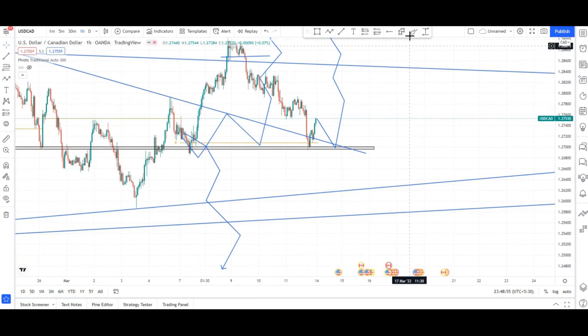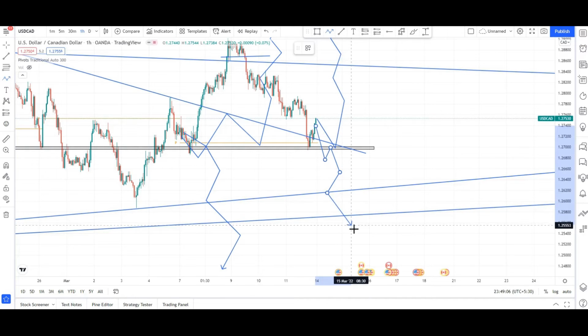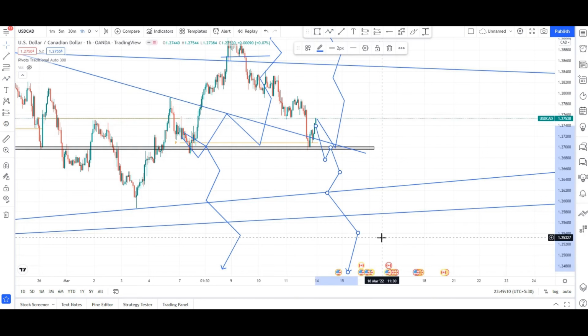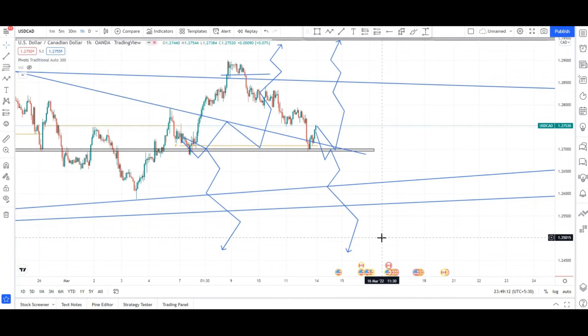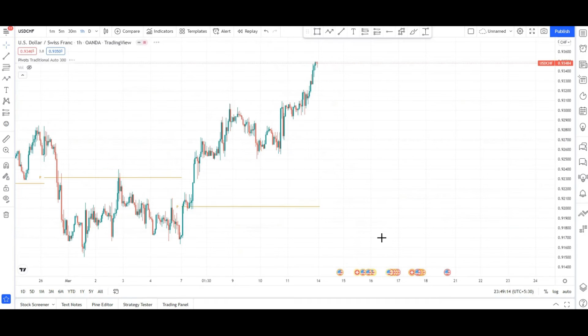We can see in downside too, if it comes downside, takes a resistance, then your first target will be somewhere here, second target, this will be your third target, this will be your fourth target. Okay guys, this will be a very nice trade.